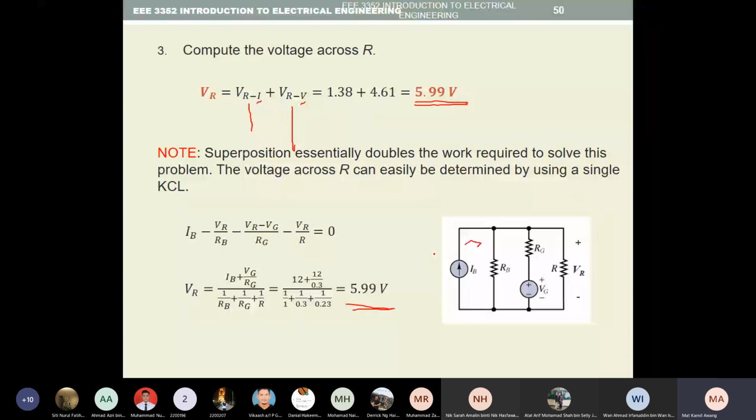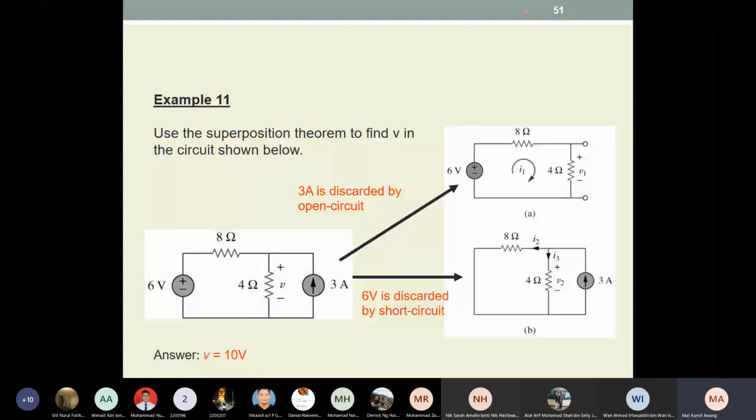But we need to learn the superposition method, because even though it's a lot of calculation, it enables you to solve a complex problem sometimes. So, example: use the superposition theorem to find V in the circuit shown below.